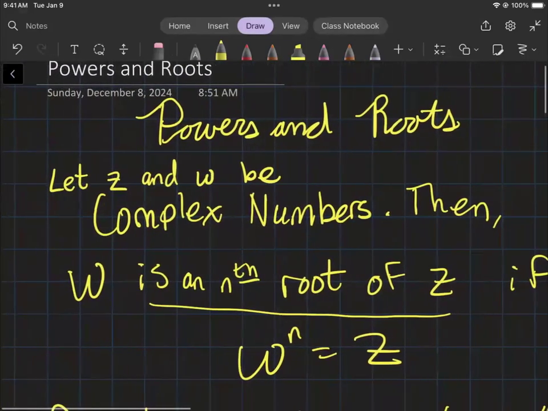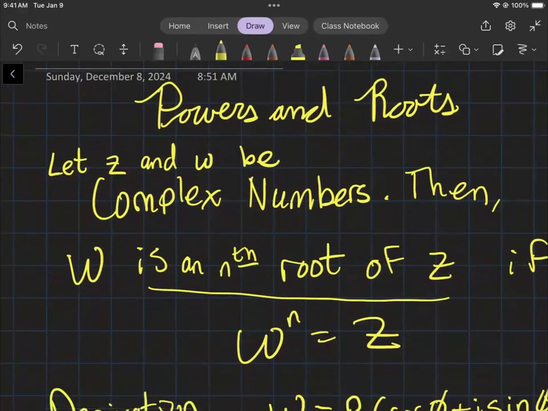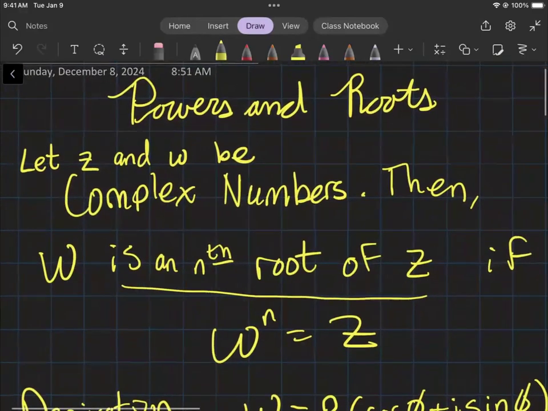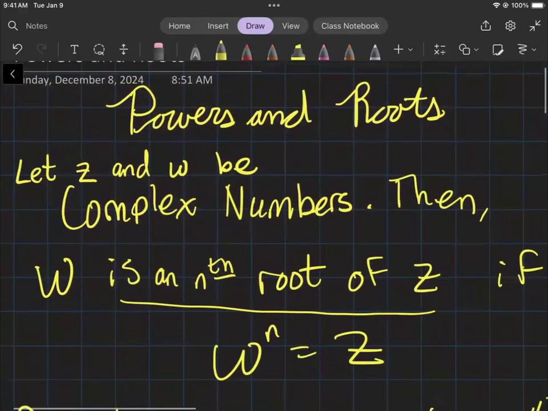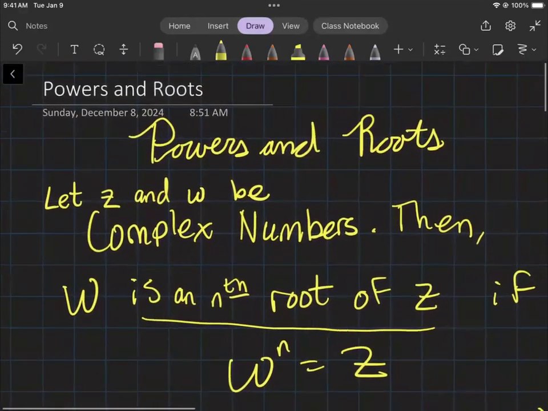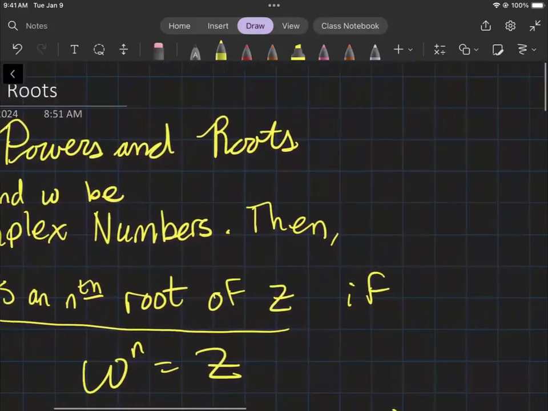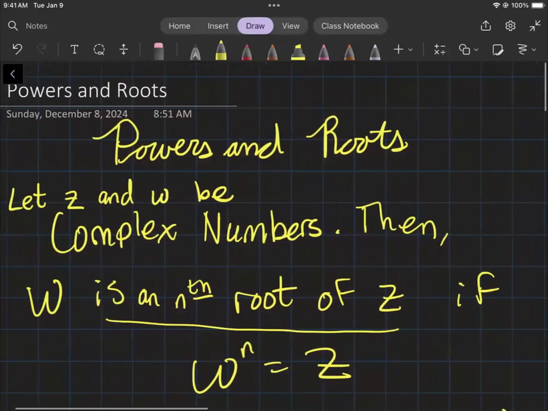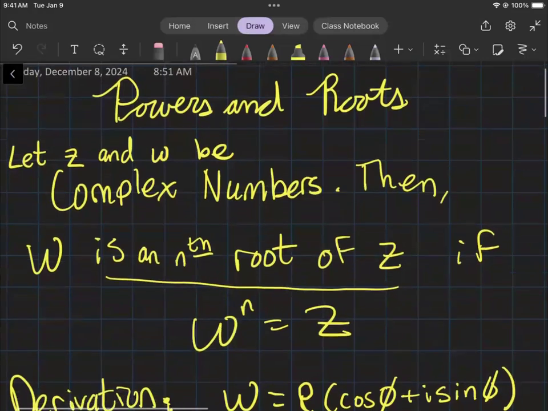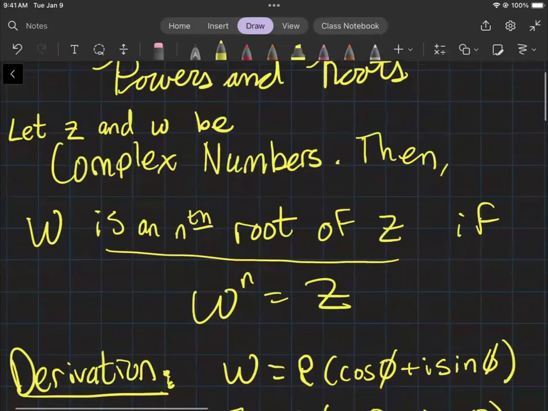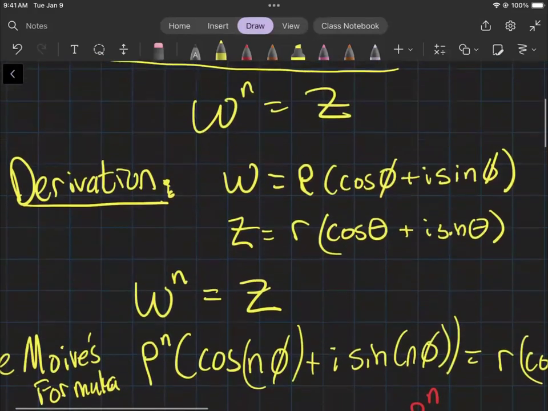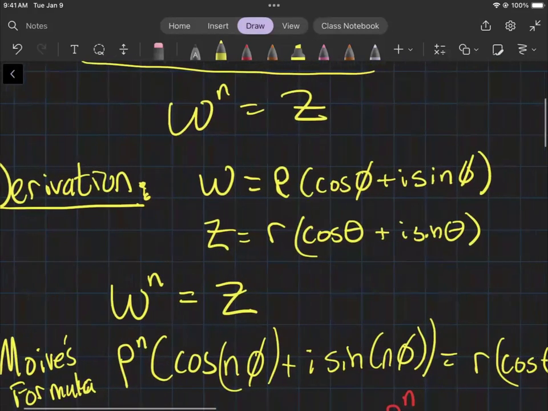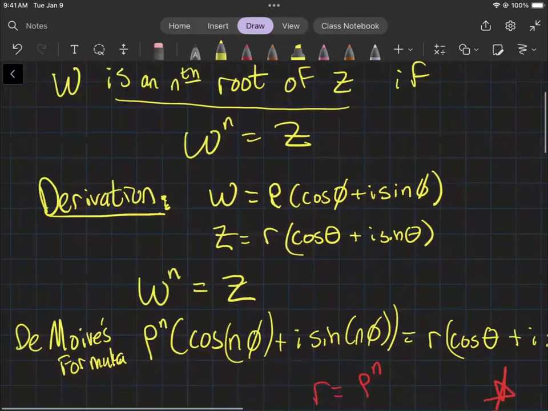So let's get started. If we let Z and W be complex numbers, then we'll say that W is an nth root of Z if W raised to the n power equals Z. W to the nth power is Z. That's what we call a root of a complex number. The derivation to figure out the roots is the following.